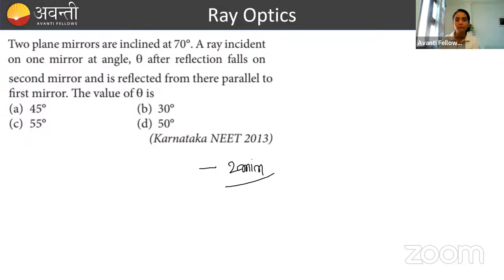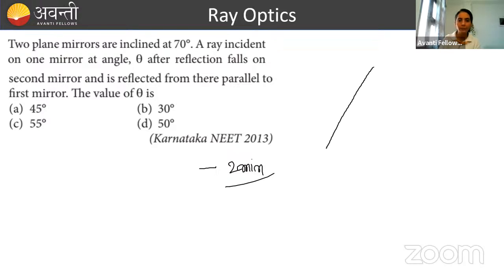Anyone who got the answer? You should have actually. Jayanti, Visakhapatnam. Okay, what problem are you facing actually?